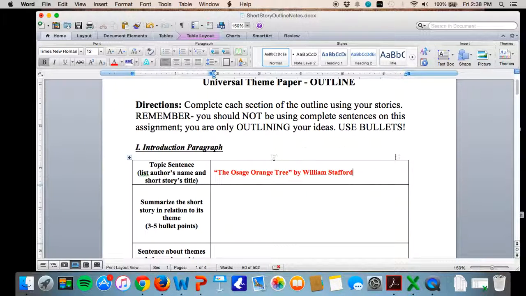For our topic sentence, we would actually make this a sentence when we draft our paper, but for the sake of today, we are simply going to type out the title and the author. Then we are going to give a short, quick little summary of the story. We want to give the general gist. We don't want to give the entire long, lengthy layout of the story. We just want to hit the major points. Again, 3 to 5 bullet points, and we want to make sure that we're summarizing the story in relation to its theme.